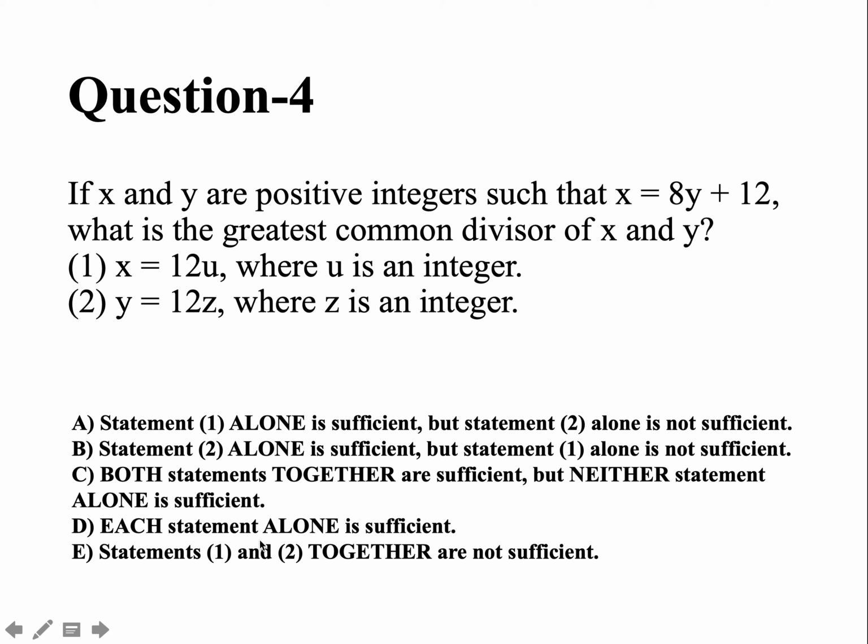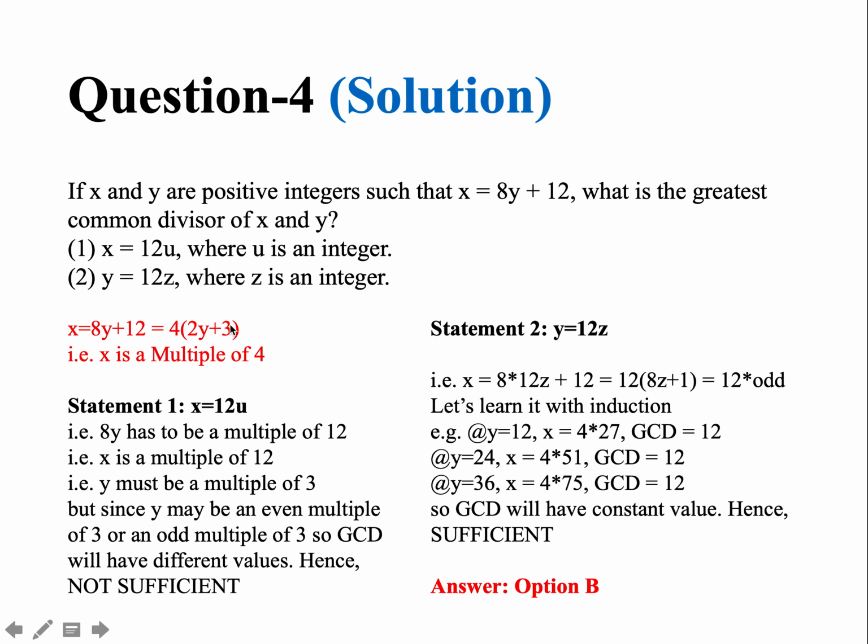Here we have another question, and it is an official question of the GMAT as well. If x and y are positive integers such that x is 8y plus 12, then what is the greatest common divisor of x and y? We have been given some information. Let's look at the explanation.